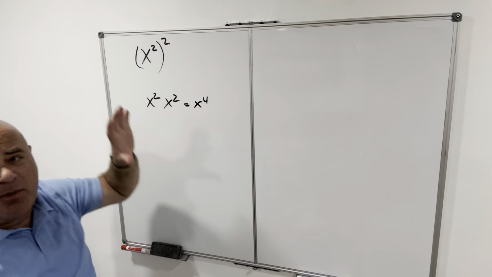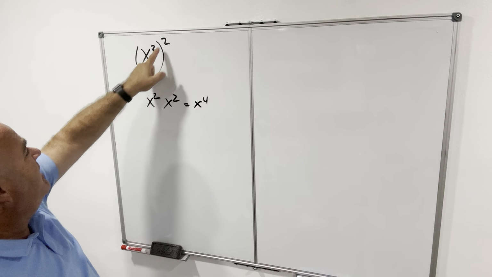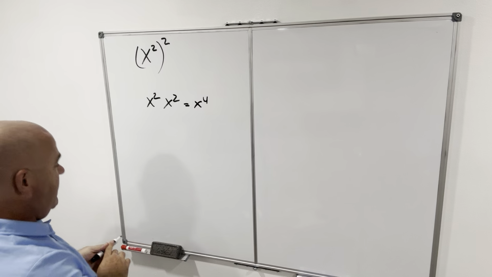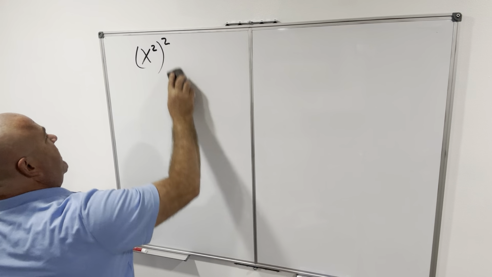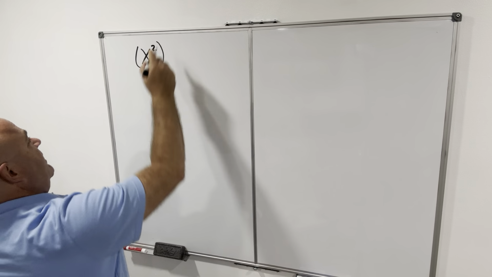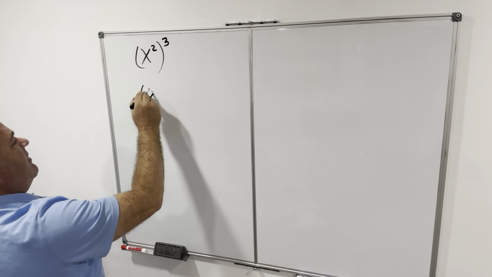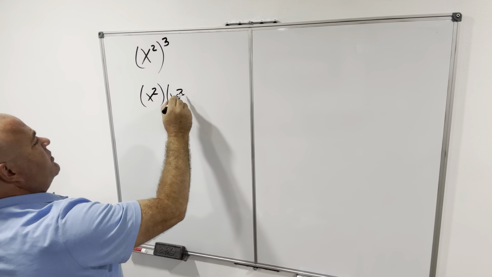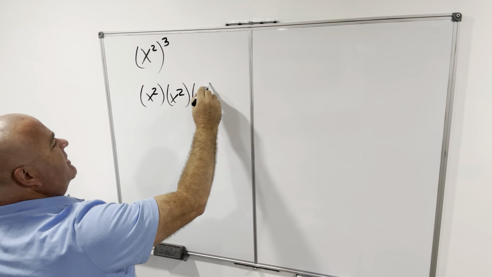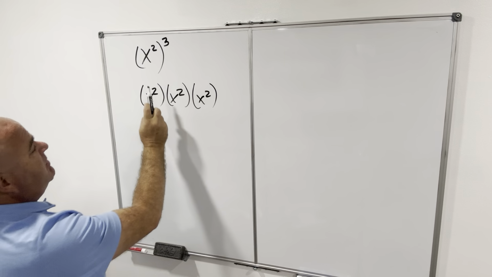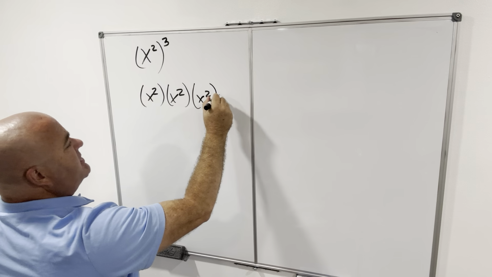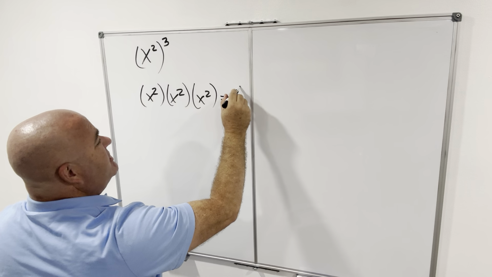Now, this was probably a bad example to start with because it makes it look like you can just add these. Well, let's rewrite this as x squared to the third. Now that's saying we have x squared times x squared times x squared, and according to our rule of multiplying, we're going to add each of our exponents, and then we have x to the sixth.